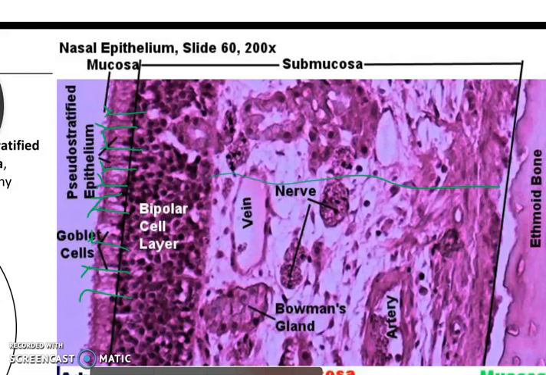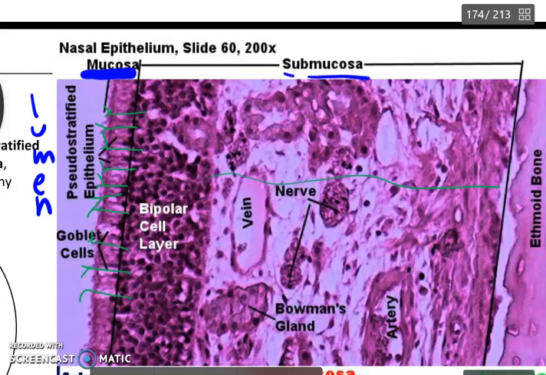Now in the nasal epithelial, and in actually all the tubes we'll see from here on out, you have at least two layers, usually a third layer. The first layer is called mucosa. The mucosal layer is lined up against wherever the lumen is. So the lumen would be here. The submucosa is underneath the mucosa, hence submucosa.